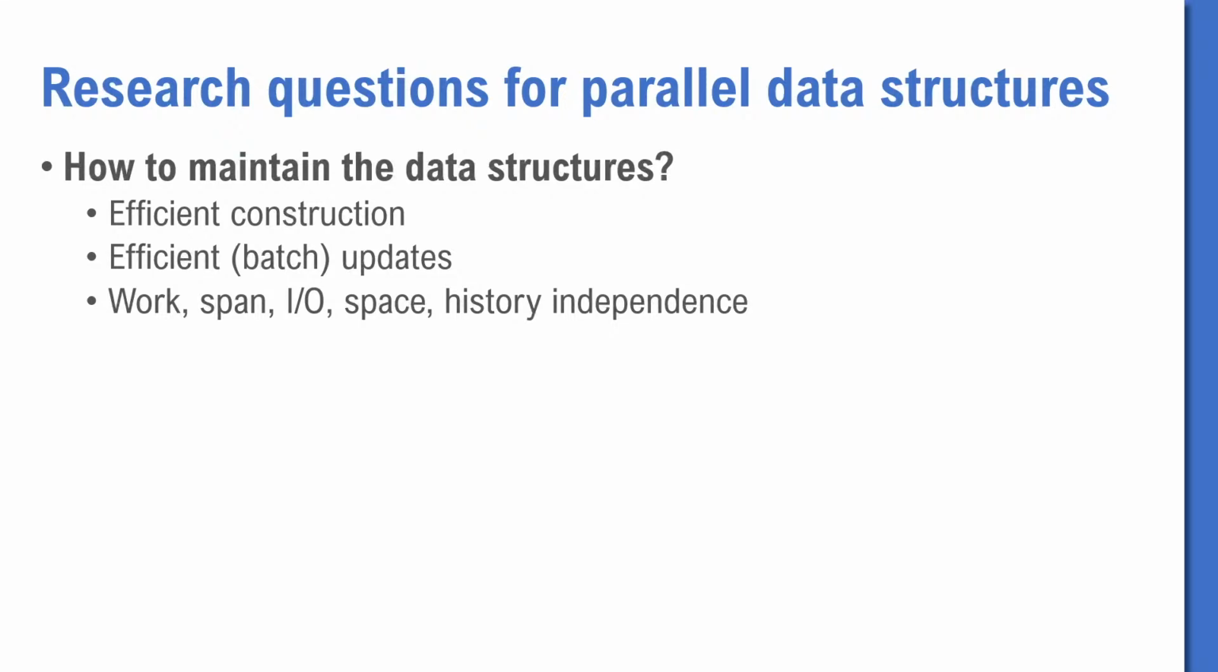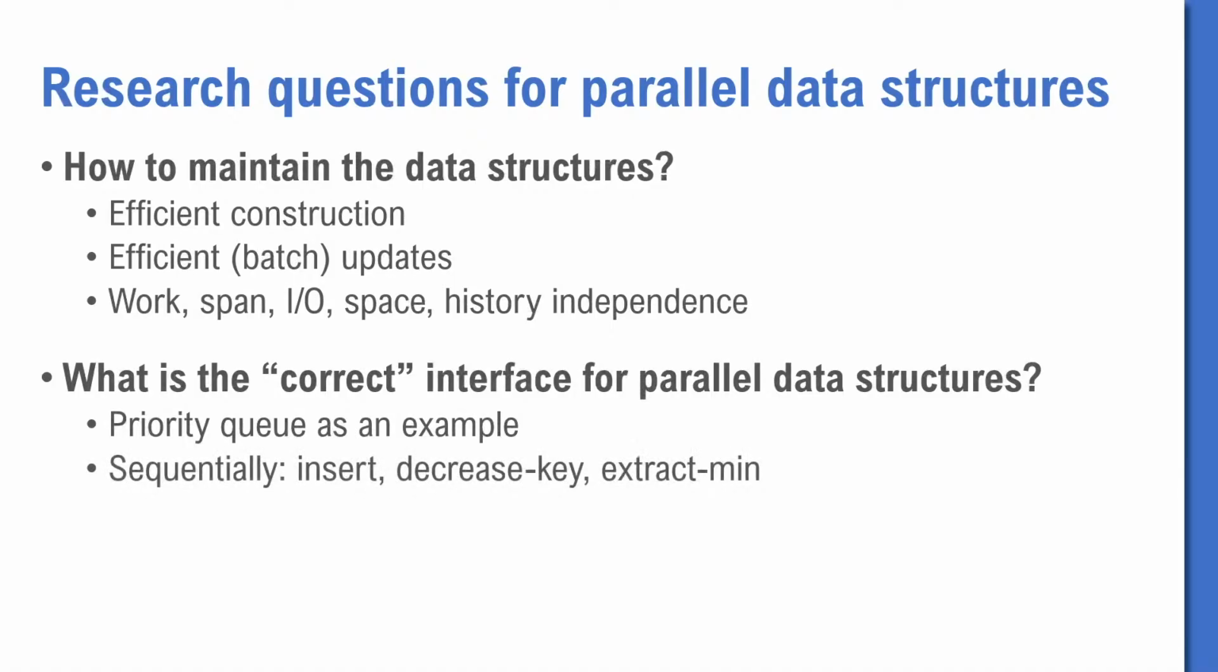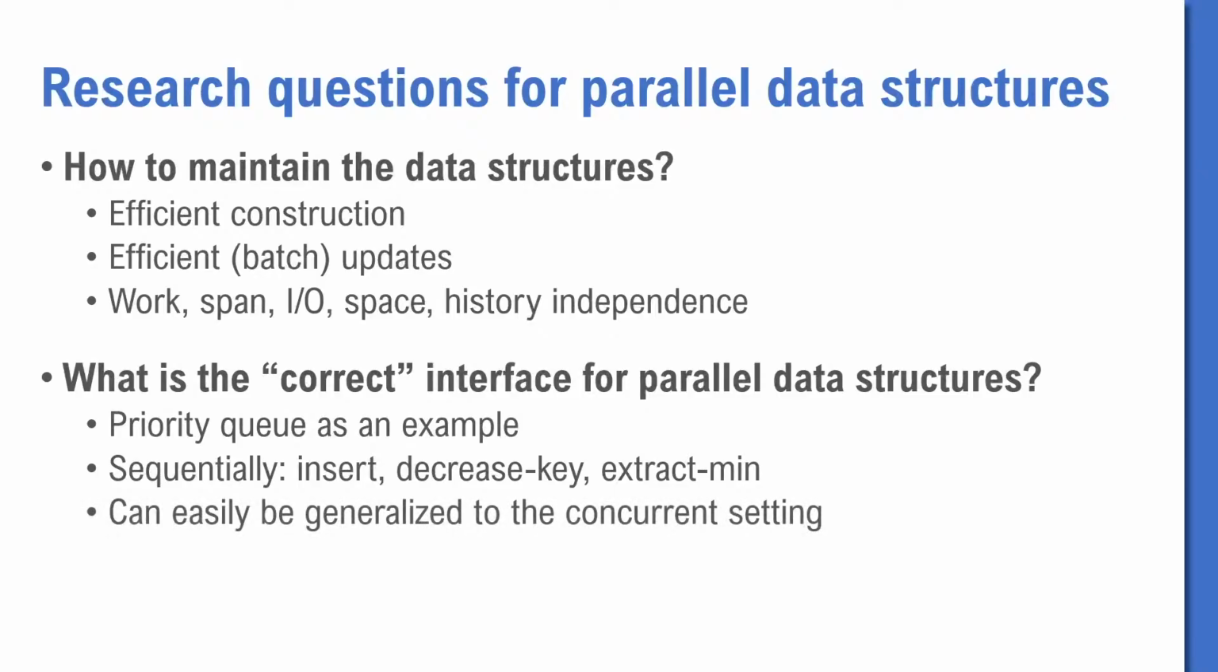And there are several levels of history independence you can try to achieve for these parallel data structures. And not only that, another very interesting part, I don't have time to talk about it in detail, is how to design the interface of parallel data structures. Again, taking priority queue as an example, sequentially you have insert, decrease key, extract min. We all know that. You can do that in a concurrent setting.